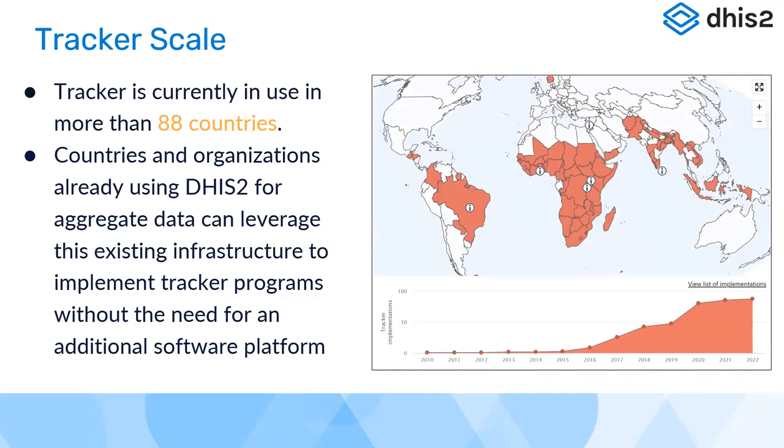So DHIS2 tracker is currently in use in more than 88 countries across the globe. You can see the adoption in the map on your right. And countries and organizations which are already using DHIS2 for aggregate data can leverage the existing infrastructure to implement tracker programs without the need for an additional software platform. So if you already have a DHIS2 aggregate implementation, you can use the same network and hosting infrastructure to set up your DHIS2 tracker component. You won't need any additional infrastructure when you are starting up. However, when you scale up, you might need to expand your resources based on your requirements.